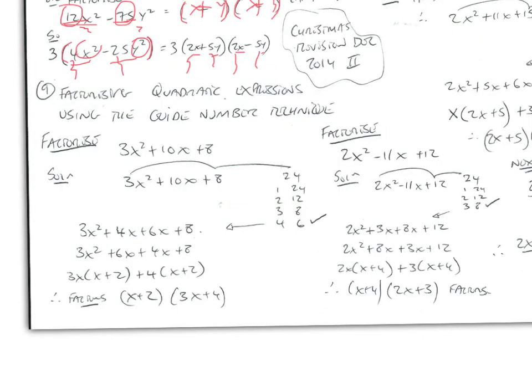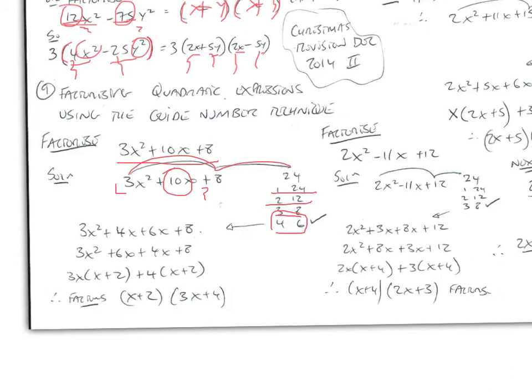Let's look at factorising quadratic expressions using the guide number technique. So factorise 3x squared plus 10x plus 8. So we write out our expression and we say 3 by 8 is 24, and we divide 1 into 24 and we find those two factors, 1 and 24. 2 into 24, those two factors, 2 and 12. All the while we're looking to see if we can somehow make 10 out of our factors by adding them. 3 and 8, no. 4 goes into 24 6 times, so 4 and 6 will work.